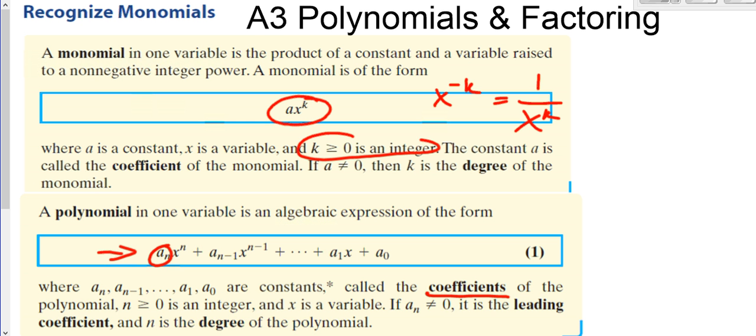Okay, if a_n is not equal to 0, it is called the leading coefficient. n is the degree of the polynomial, so it's for your largest n there. That's how we'll define our polynomial, by that largest n, that degree.